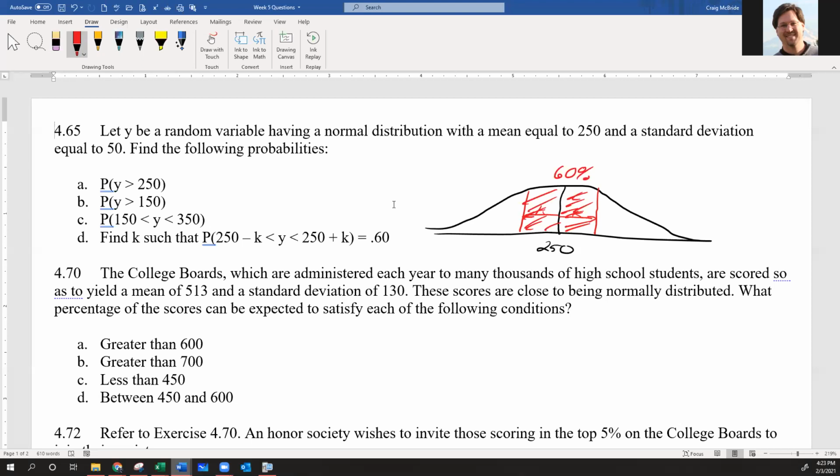Now, if they asked us something easy like 68%, we would know that the answer would just be 50, because the empirical rule tells us if we go one standard deviation in both directions, and our standard deviation right now for this set is 50. So if we go up 50 and down 50, right? If we went up to 300 and down to 200, we would have roughly 68% of our data in that range. Well, they didn't ask for 68, they asked for 60, those jerks. So we have to actually figure it out. We have to do some math.